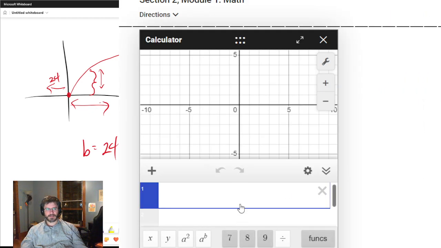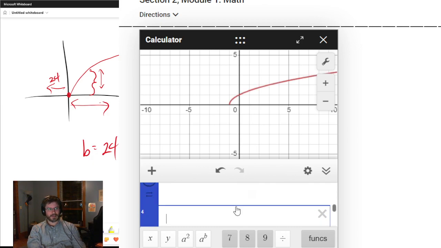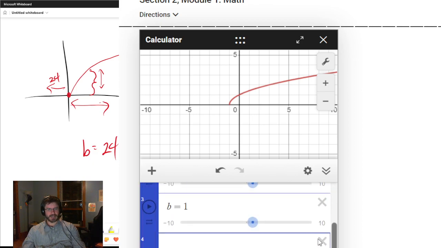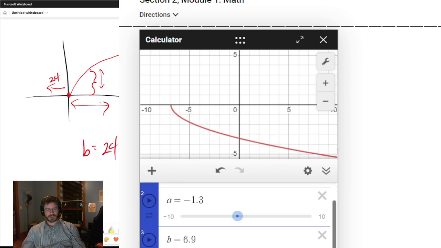So in Desmos, what we can do is plug that in exactly. And if you don't know the shortcut, it's just SQRT for square root. X plus B. You create sliders for each of those things. Let me show what happened here. So we plugged that in. We created sliders A and B. And as A increases, that gives us that stretch. But if it's negative, it goes underneath. And if B increases in value, it goes to the left. If it decreases and gets negative, it goes to the right.